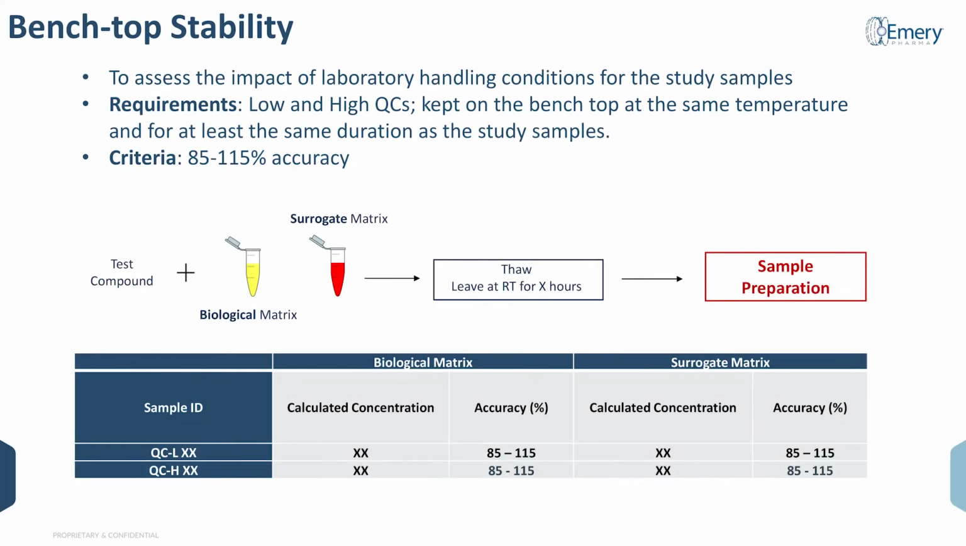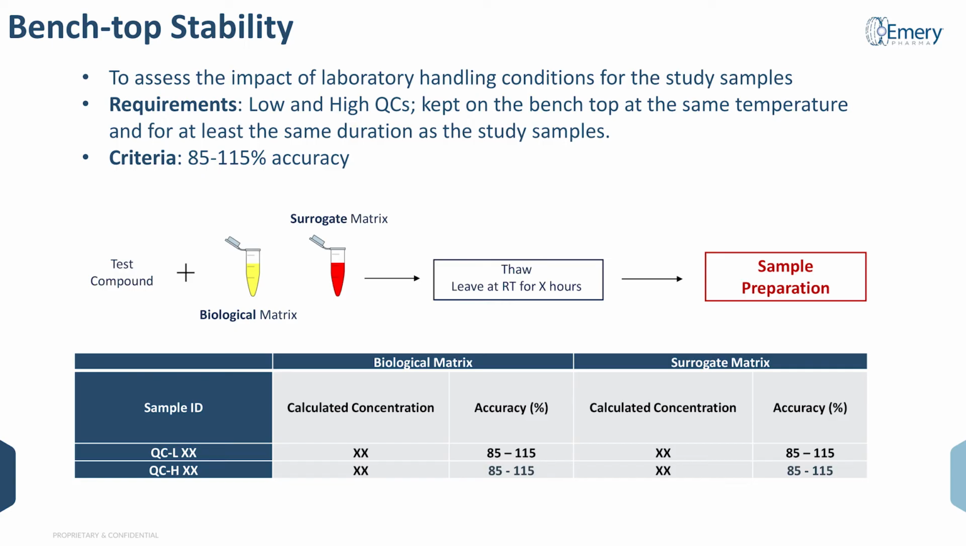The next important stability is benchtop stability. So once your sample is actually thawed, how stable is it when it's on your lab bench undergoing sample preparation? This is done to assess the impact of laboratory handling on your study samples. Again, we test our low and high QCs, and we keep them on the bench for a reasonable amount of time that at least simulates what the study samples will undergo. Again, 85 to 115% accuracy.